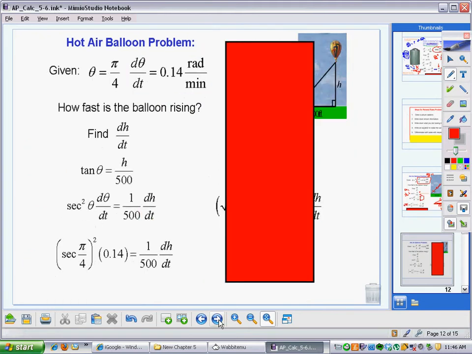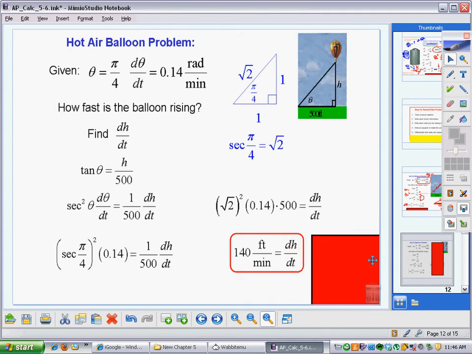Okay, and do I have the answer on the next page? Secant of pi over 4 is the square root of 2. Okay, so hopefully you knew that. So it's just 2. Square root of 2 squared is 2. So 2 times 0.14 times 500. 140. Don't forget your units. This is in feet. Okay, so I think it said per minute on the last slide. So it's feet per minute.